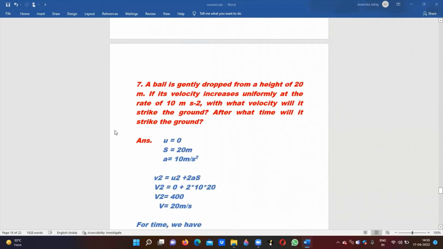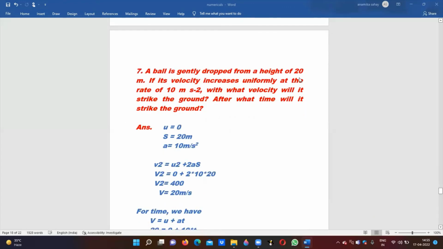Now, question number 7. A ball is gently dropped from a height of 20 meter. Gently dropped means the initial velocity is 0, and the distance is 20 meter. Its velocity increases uniformly at the rate of 10 meter per second square, so the acceleration is also given. With what velocity will it strike the ground, and after what time will it strike the ground?